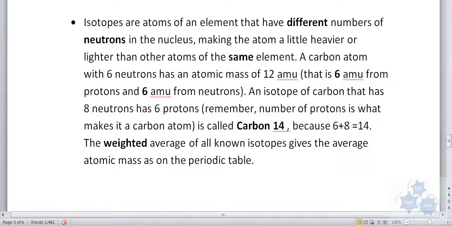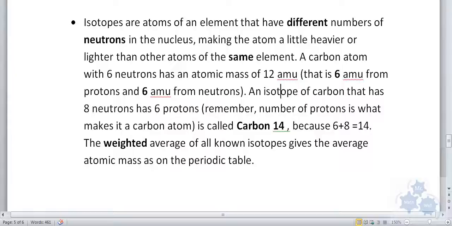Isotopes are atoms of an element that have different numbers of neutrons. And this makes the atom a little heavier or a little lighter than other atoms of the same element. I used the example the other day about us humans. Some of us weigh more than others. We're all still humans, but some of us have a little extra maybe around the belly here, and some of us don't, right?